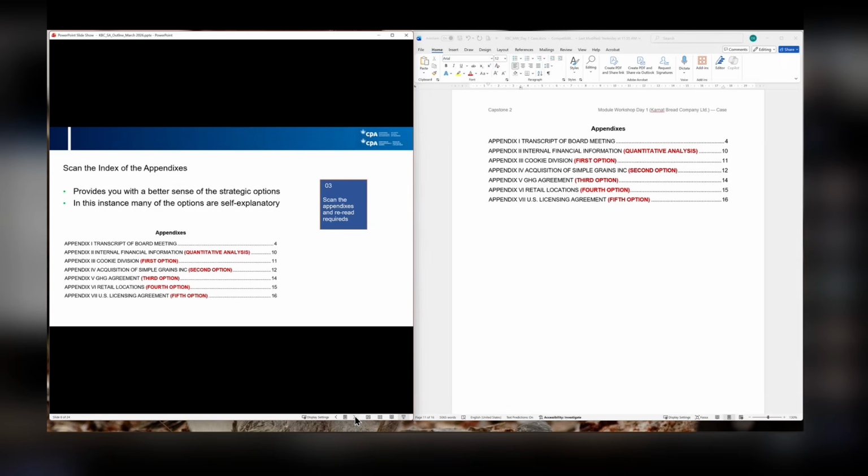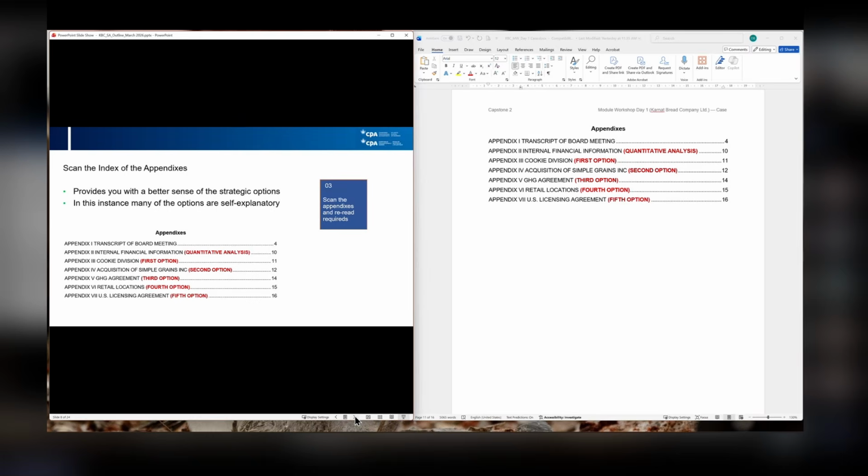So as we look here, looks like we have 5 different options that we need to analyze. Something's happening with the cookie division. Not surprised. Acquiring Simple Grains Inc.